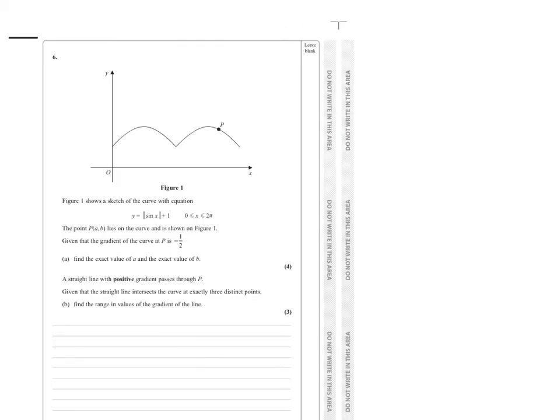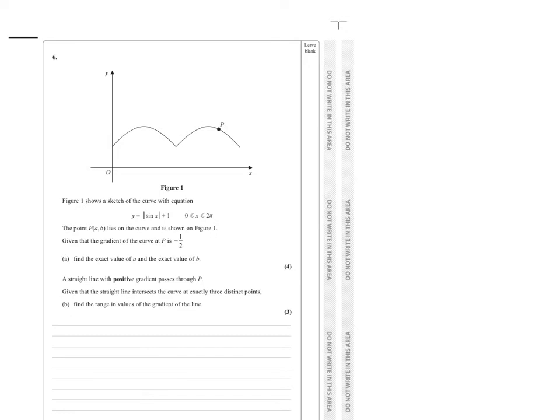Question 6. Figure 1 shows a sketch of the curve of the equation y equals the modulus of sine of x plus 1, where 0 is less than or equal to x, which is less than or equal to 2 pi. The point P, with coordinates (a, b), lies on the curve and is shown in figure 1. Given that the gradient of the curve at P is minus a half, find the exact value of a and the exact value of b.